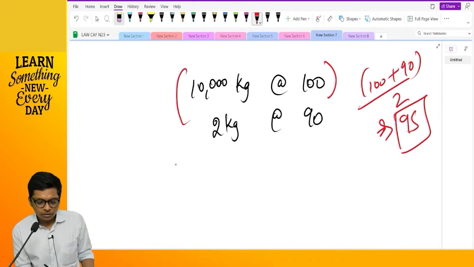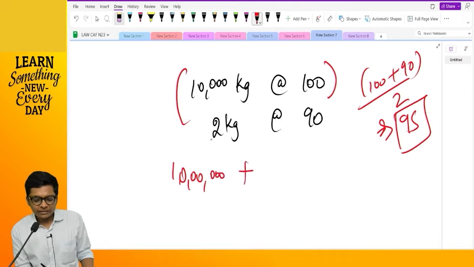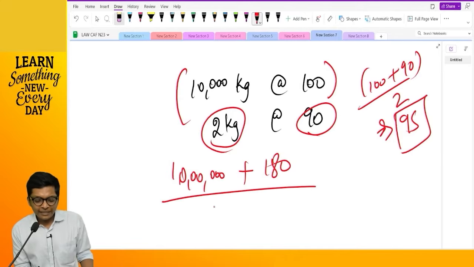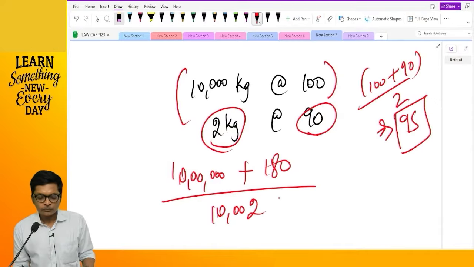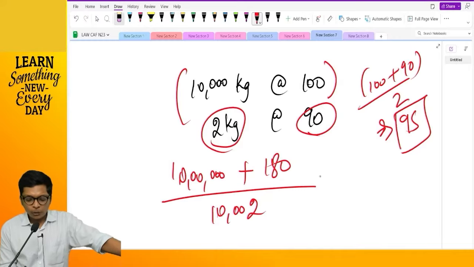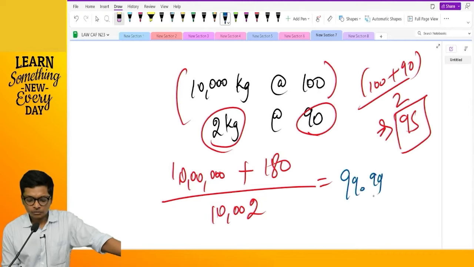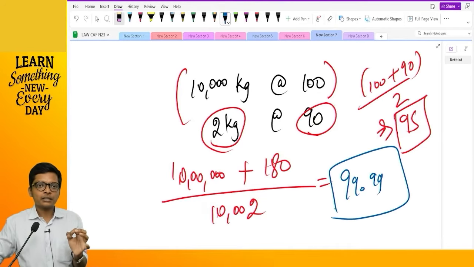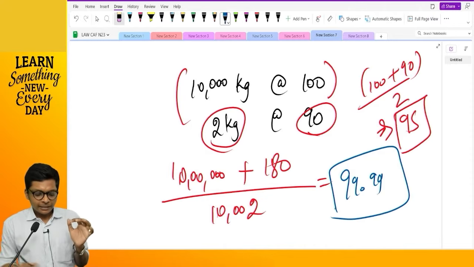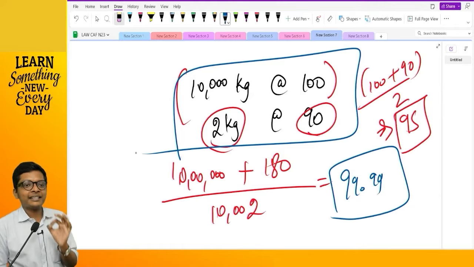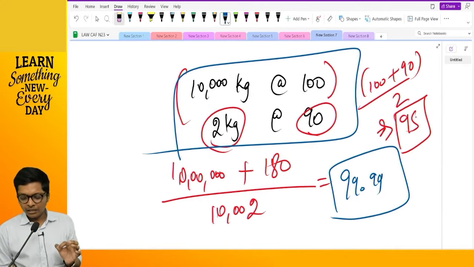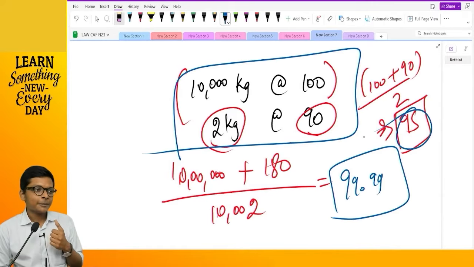But if I do weighted average, what is the total money I paid? 10,000 into 100, correct? Plus 2 into 90. The whole divided by how many kgs? 10,002. How much are you getting? 99 point something. Now you tell me, guys, which is the correct average? In this scenario, which average is correct? 99.99 or 95?